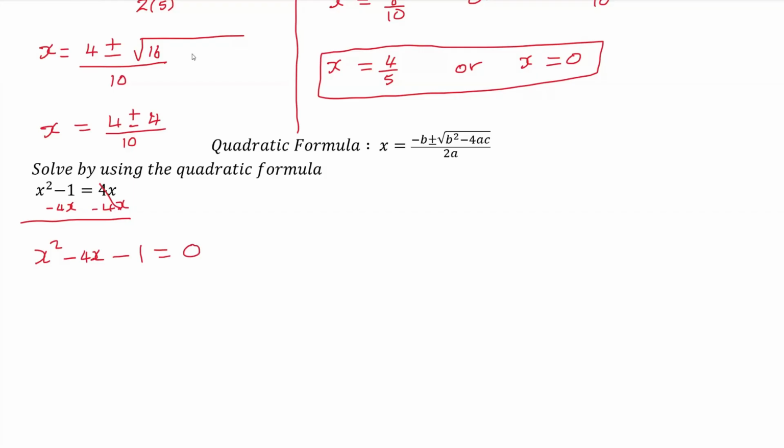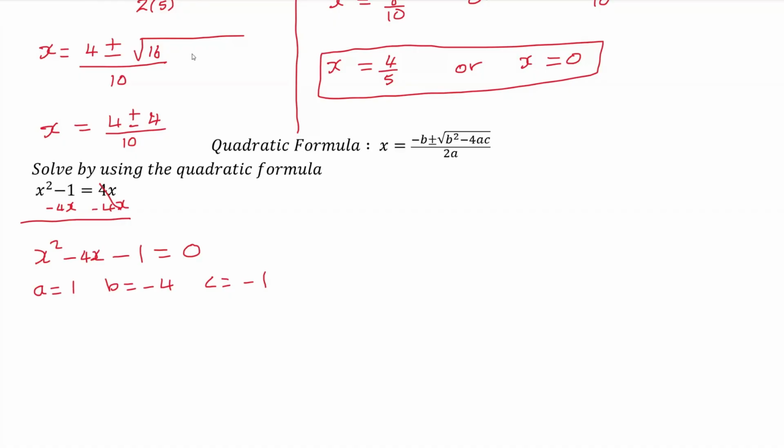So again, you must have 0 on one side. So if there's a number on one side by itself, you have to move it over to get 0 on one side. So now we can identify A, B, and C. So A is equal to 1, B is equal to -4, and C is equal to -1.